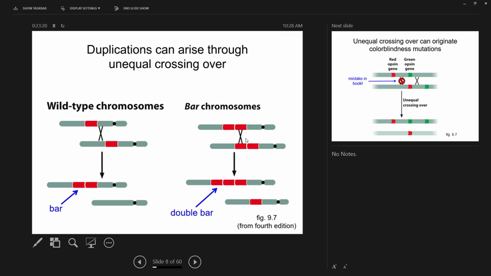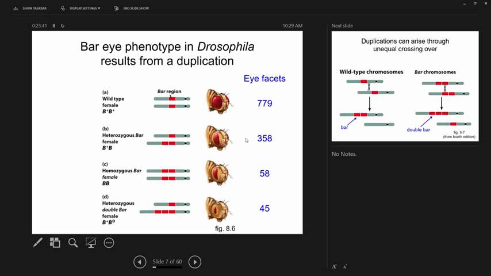Then, once you have the duplication, all the sequence in both red areas is fine, and it's easier to get double bar, which is 3 copies, by doing this. So you get double bar and go back to just 1 copy there, and that's what this guy is. But then this fly can pass on the double bar chromosome to its progeny.